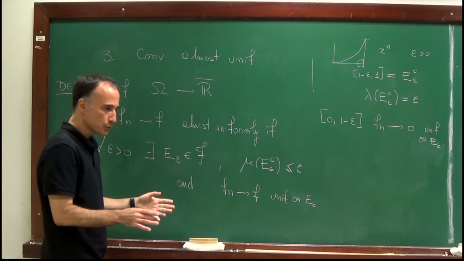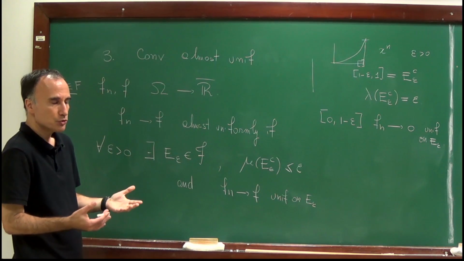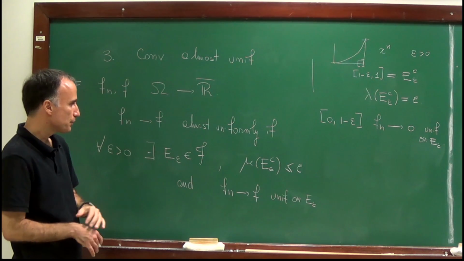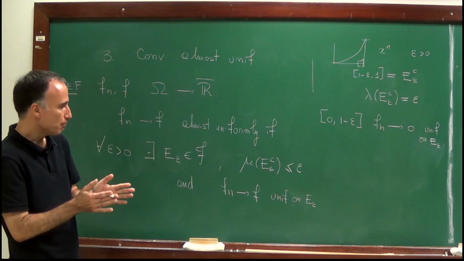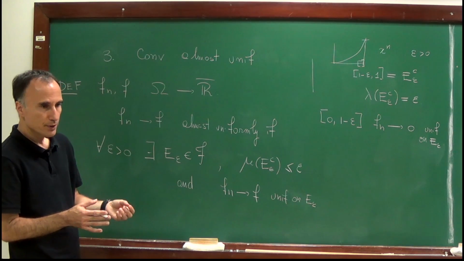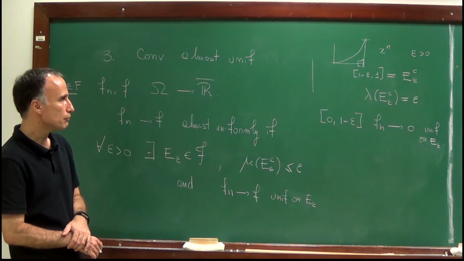So what we need to show is that whatever epsilon you are given, you can remove a set of measure smaller than epsilon, and to show that in the complement of this set you have uniform convergence.